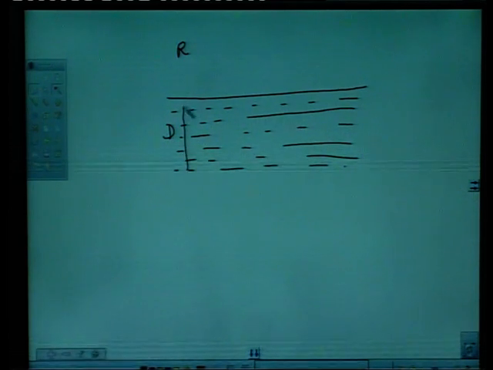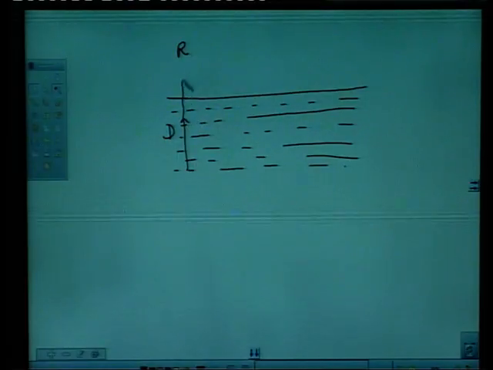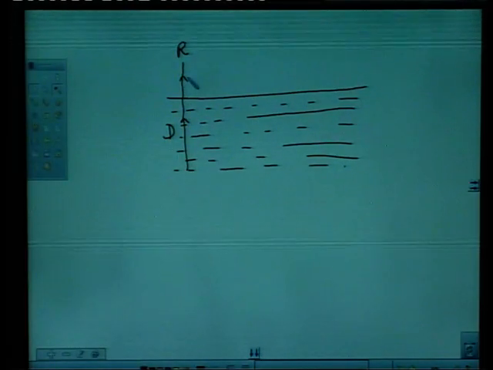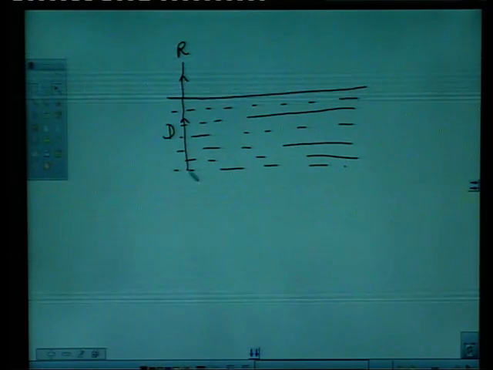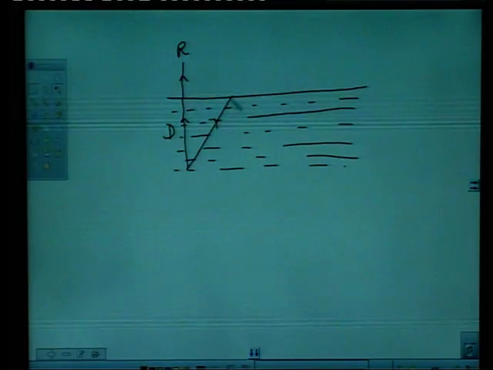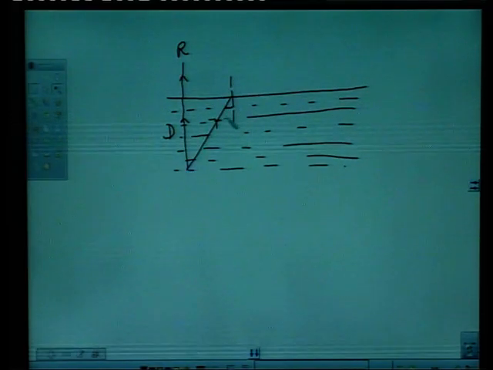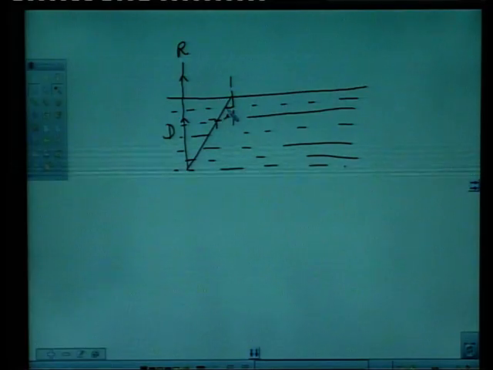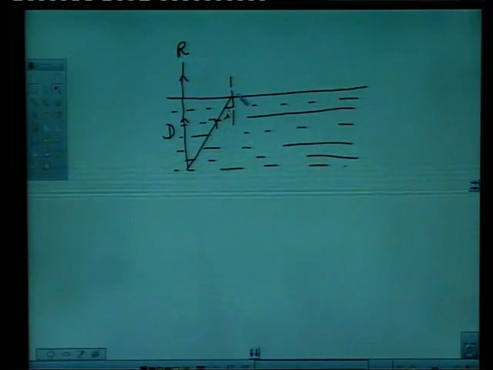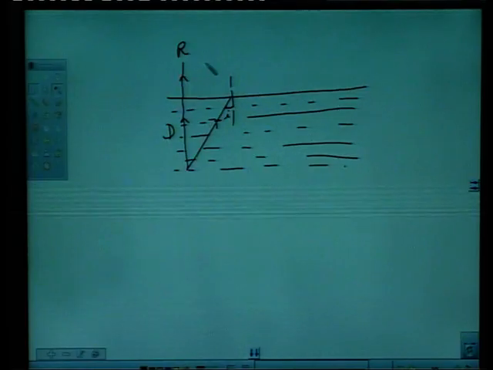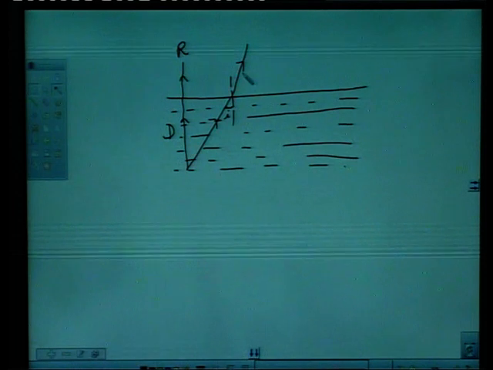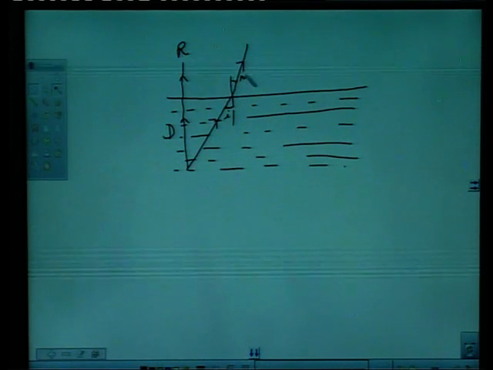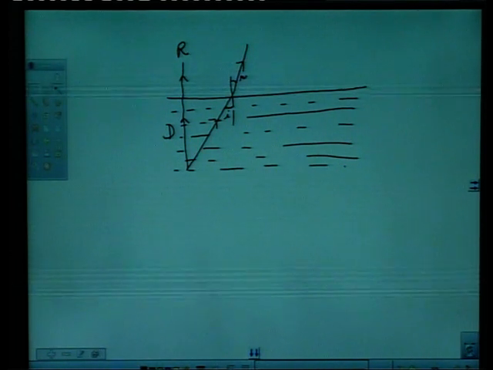If it is incident perpendicular to the surface, then it will travel in a straight line without suffering any reflection or refraction. And suppose it is incident at an angle I, then it will suffer refraction, and as it is moving from denser to rarer medium, it will move towards the normal. This is the normal. This angle is angle R, the angle of refraction.